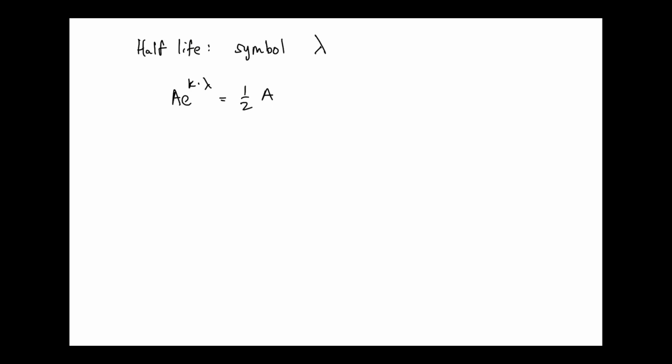Well, what are two things that you should immediately notice? What happens to the A's? They cancel. And what that means is it doesn't matter how much stuff you start with. After the half-life, you'll only have half of it. If you start with 1 billion grams, you'll only have half a billion grams. If you start with 1 gram, you'll only have half a gram. Doesn't matter. Now, the goal here is to solve for k in terms of lambda. So how do we do that when k is stuck up inside this exponent?